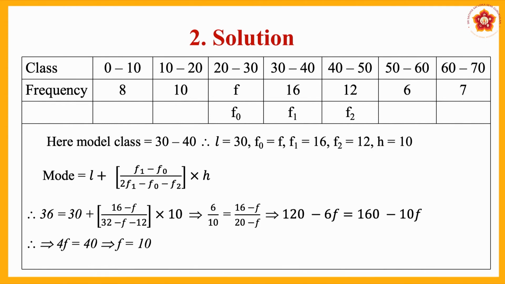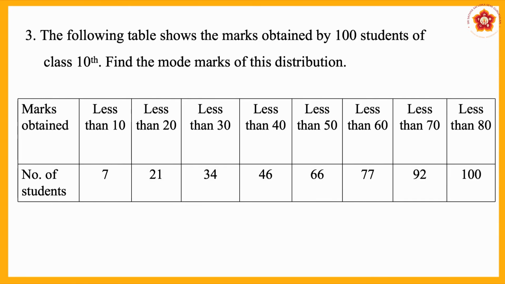Now let us move to the third problem. The third problem is given like this. The following table shows the marks obtained by 100 students of class 10th. Find the mode of this distribution. Here marks obtained less than 10, number of students is 7, less than 20, 21, less than 30, 34, less than 40, 46, less than 50, 66, less than 60, 77, less than 70, 92, less than 80, 100.